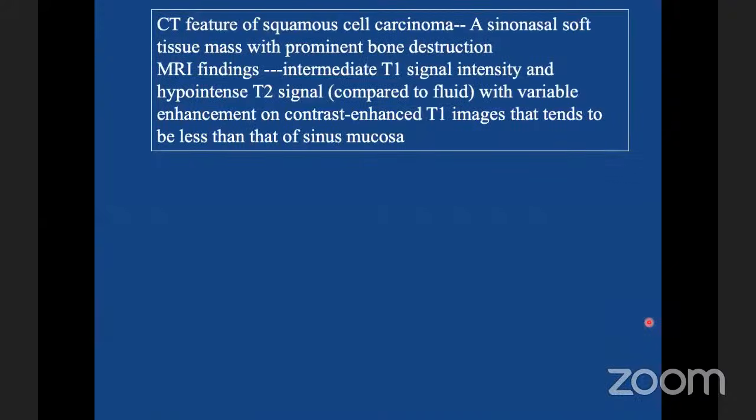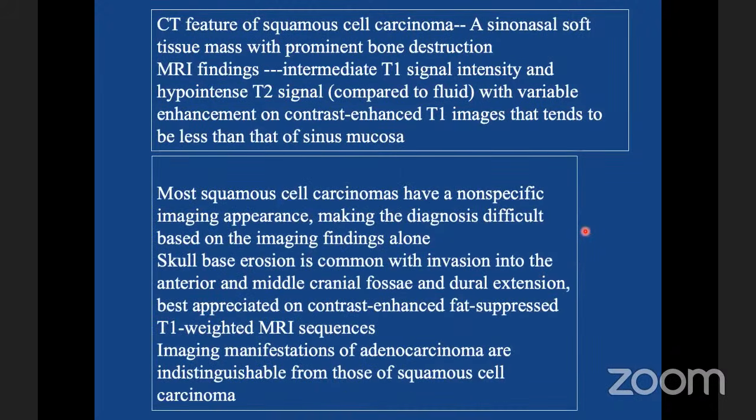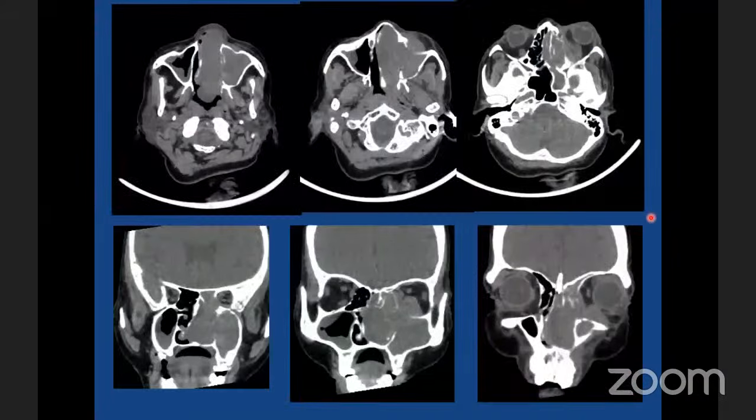Now, squamous cell carcinoma, what are the CT features? Prominent bone destruction. And what are the MRI findings? It is intermediate T1 signal intensity, hypointense on T2 as compared to fluid. Because remember, the fluid, of non-fungal infection, just sinusitis, is very bright on T2. So these lesions are less bright than the fluid. Most squamous cell carcinomas have a non-specific imaging appearance. So let's go on to see some cases.